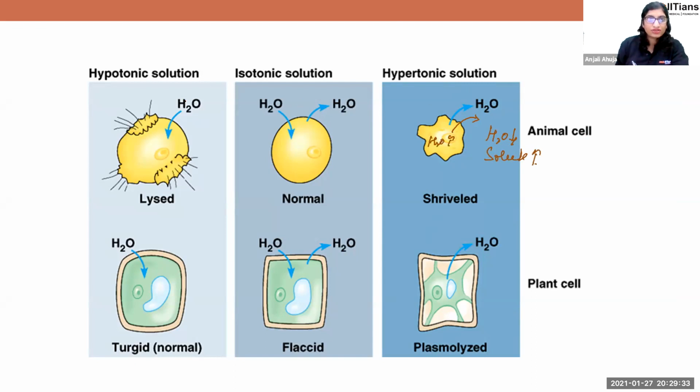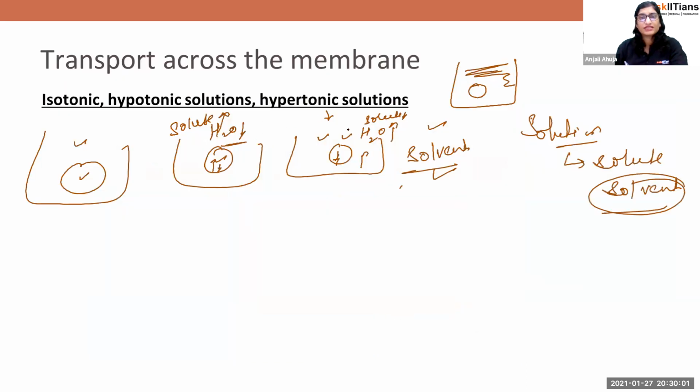Okay, isotonic, I don't have to tell. In the hypotonic solution here, H2O is more and solute is less. Inside the cell, H2O is less, and solute is more. Okay, so one thing I have to tell you again: I gave you the definition here, and I would like to modify it. Sorry for this. Through the example, things actually become better.